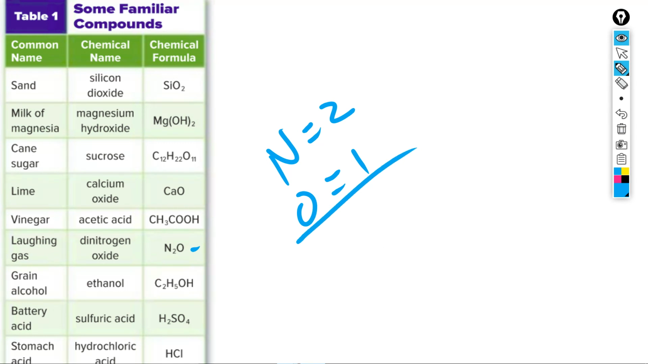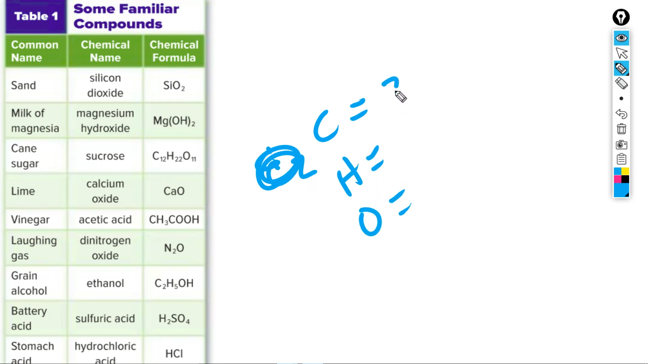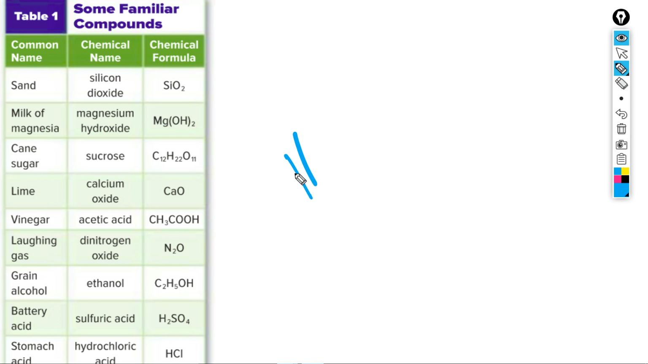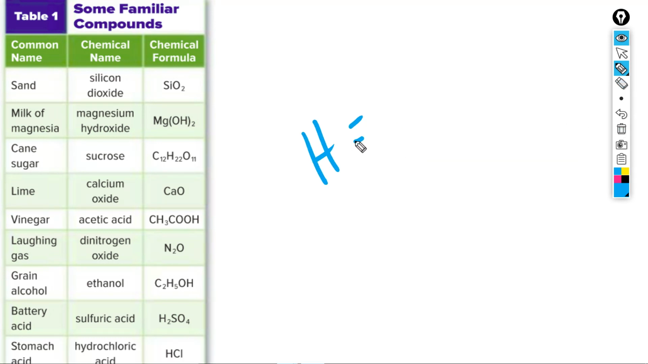I would like for you to pause the video now and do these last 3, and then turn it back on and see if you got them right. C2H6O: C equals 2, H equals 5 plus one more here is 6, and O is 1, because there's nothing written down there, that's a 1. The next one, H2SO4, we already did. H has 2, S has 1, O has 4, and finally HCl, H has 1, Cl equals 1.